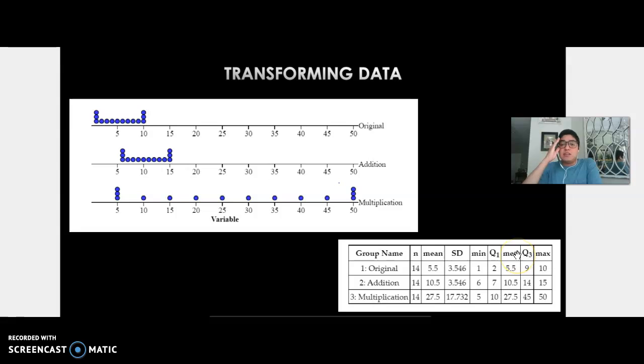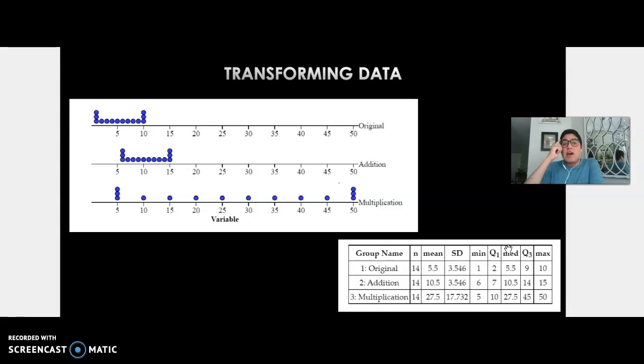So let's take a look at our center. The mean and the median both have changed by 5 units. But let's take a look at our spread. Here the range would be 9, and here the range, 15 minus 6, is still 9. What about the IQR? 9 minus 2, that's 7. 14 minus 7, that's also 7. So notice that whether I add or subtract the data, our centers will change, but our spread will not.